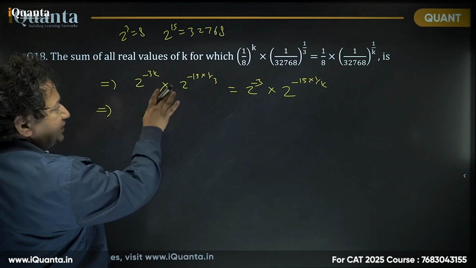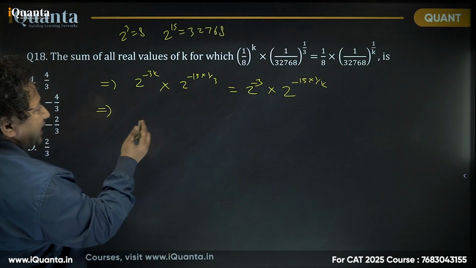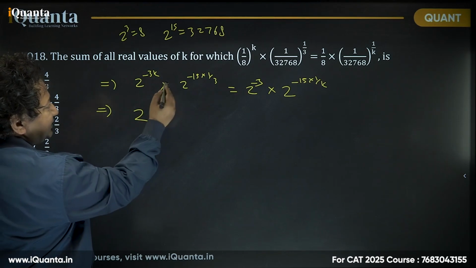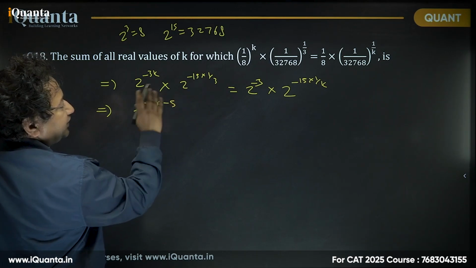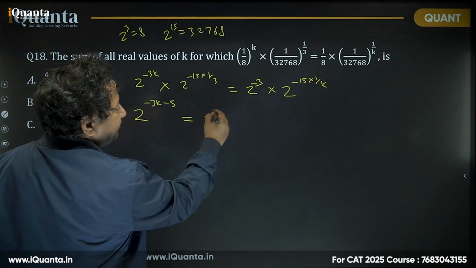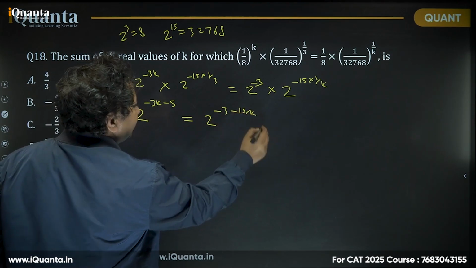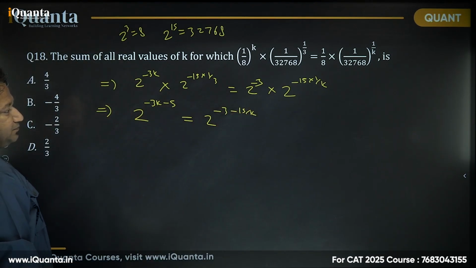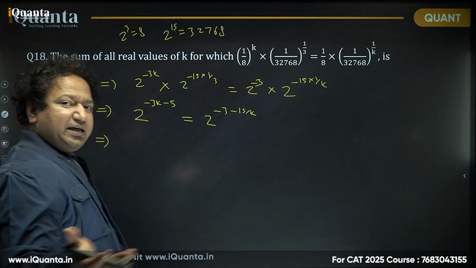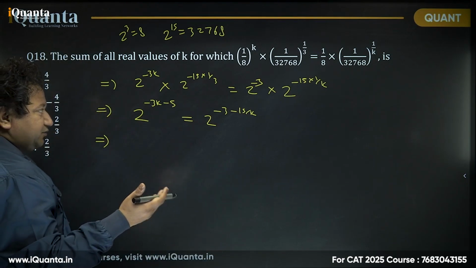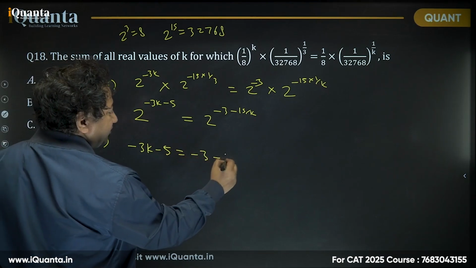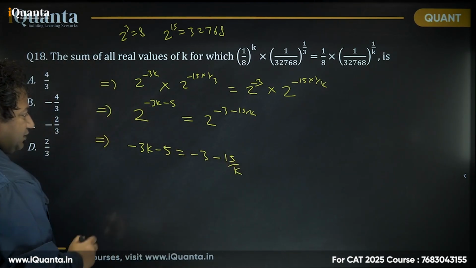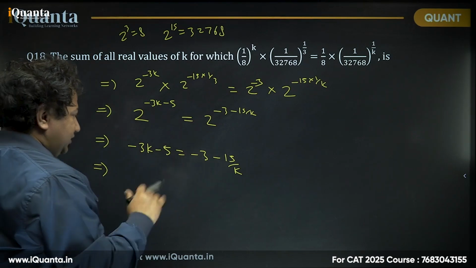Now, when the bases are multiplying, powers will be added. If I multiply these two, I'll get minus 3k and 3 5s are 15, minus 5 is what I get here. And then I'll get 2 to the power minus 3 minus 15 by k. Perfect. Now the base is the same, so powers can be equated. So I'll have minus 3k minus 5 is minus 3 minus 15 by k.